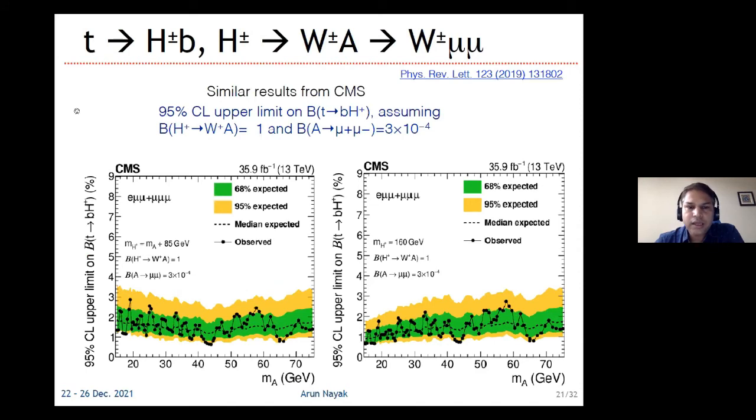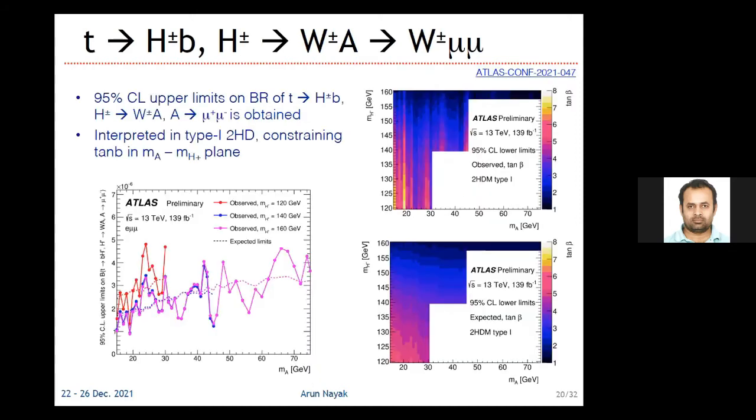Okay, again, there are similar results from CMS. So these results were with 2016 data. Can you go back to the previous slide? Are these limits upper or lower limits on tan beta? No, this is upper limits on the production cross sections. No, tan beta, the right panel. These are lower limits on the tan beta. Okay, thanks.